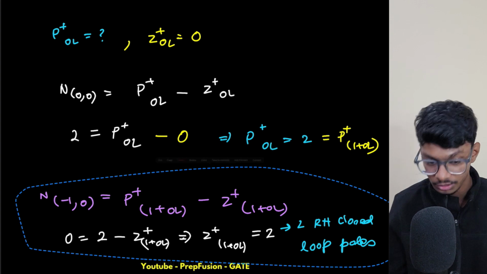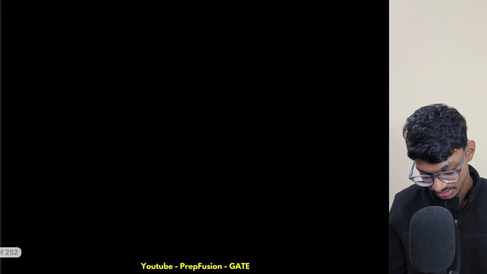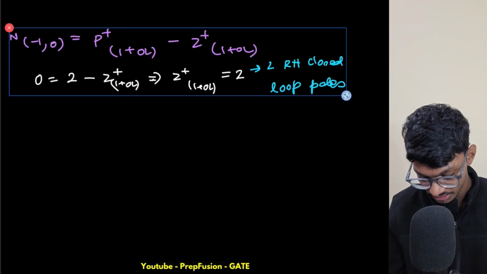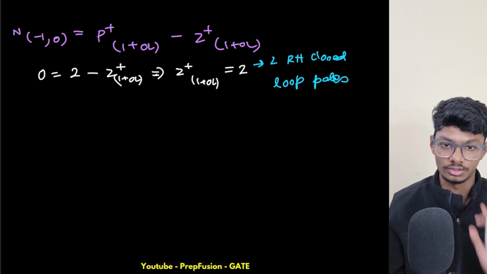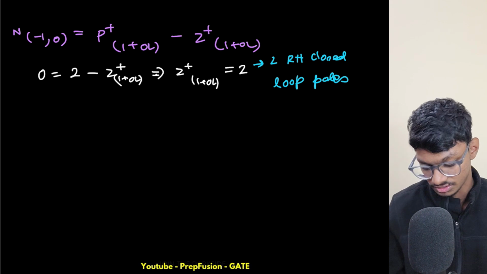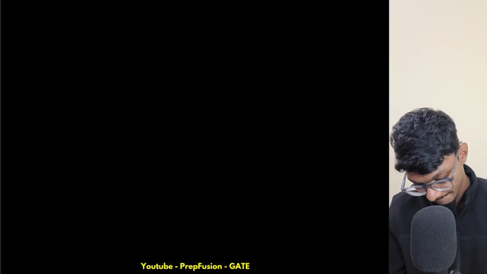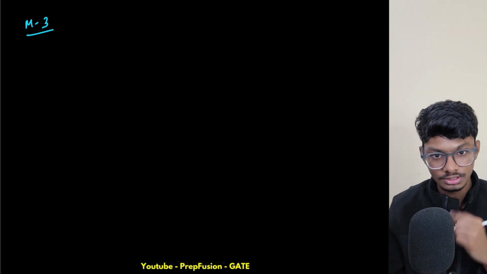Simply copy paste, so this method is copied itself. After this I will use the same method only. That's why I told you that we'll use both Nyquist and Routh. Now if someone only wants to use Routh, they don't need to use this. Method 3, Routh-Hurwitz criteria.